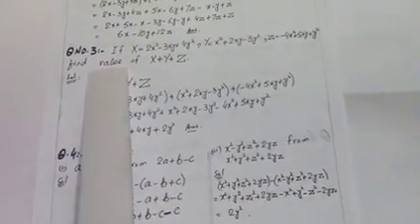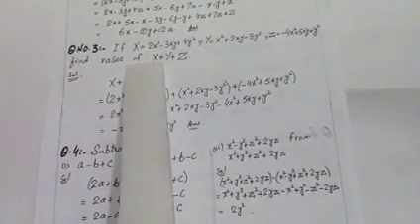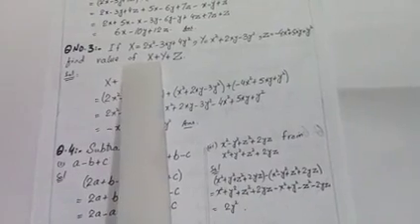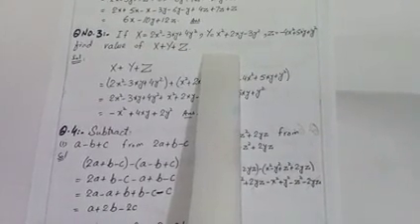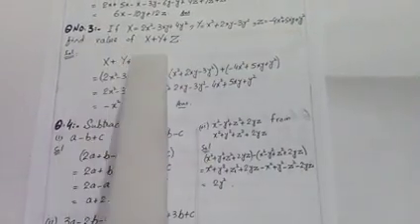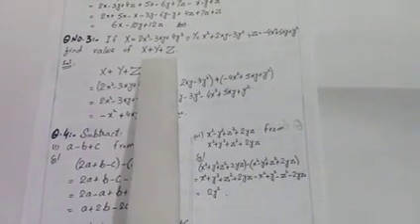Now start question number 3. If x is equal to 2x square minus 3xy plus 4y square, y is equal to x square plus 2xy minus 3y square, z is equal to minus 4x square plus 5xy plus y square. Find the value of x plus y plus z. You have to add these three terms.